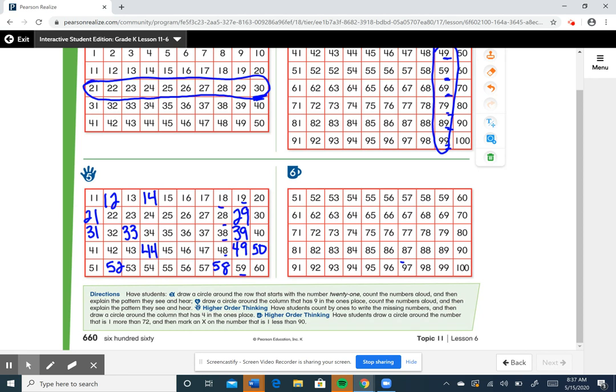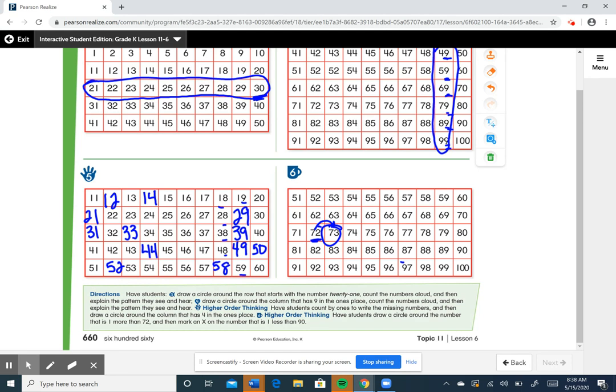The last one on this page, number 6, have students draw a circle around the number that is 1 more than 72. So 1 more than 72. Everybody finds 72. Here's my 70s. And 70 starts with a 7. When I say 72, ends with a 2. So here's my 72. Now don't circle 72 because it says draw a circle around the number that is 1 more than 72. What's 1 bigger or 1 more than 72? We'll make one jump. 73. That's what we circle. Very good.